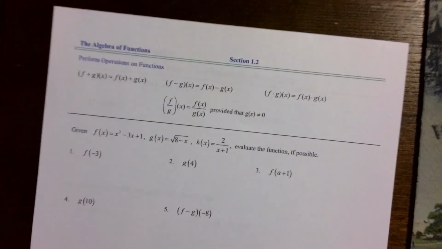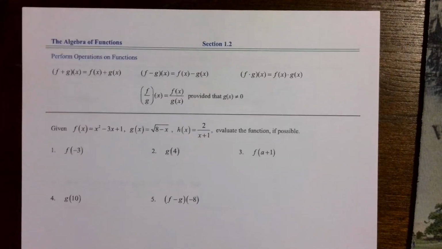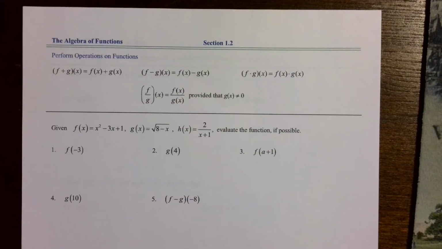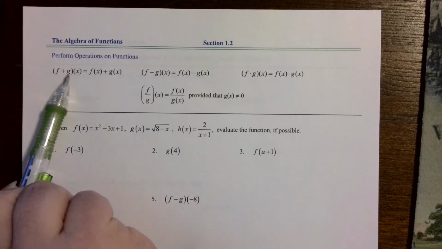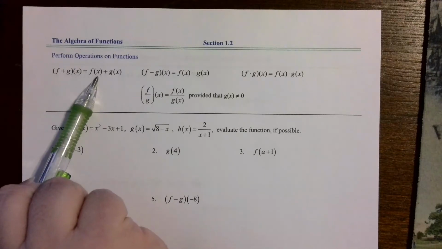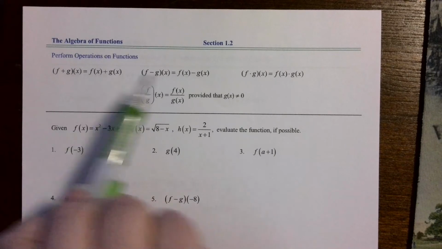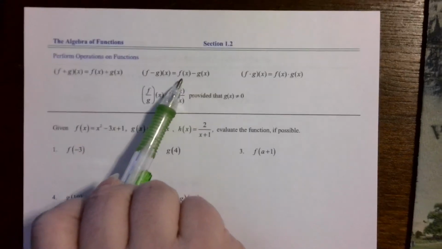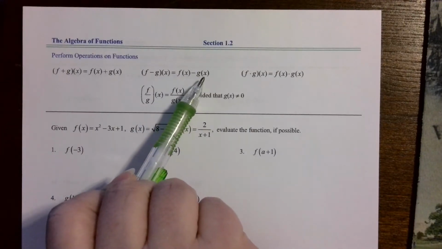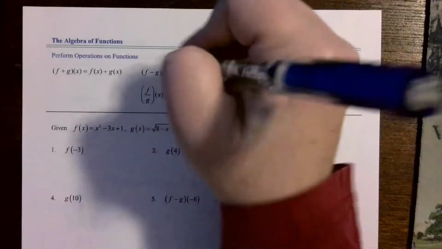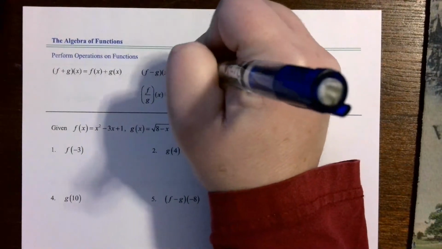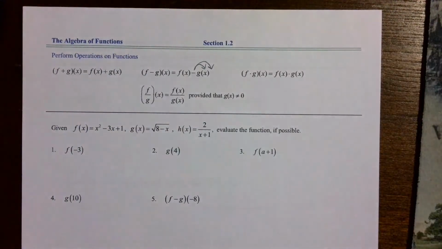This is section 1.2. And what we're going to do is perform operations on functions. Now, they can write it a couple different ways. So they can write f plus g of x, which just means you're adding f of x plus g of x. And you're going to combine your like terms. If they have f minus g of x, you're just subtracting f of x minus g of x. Now, you do have to be careful with this one, because this negative sign is going to have to distribute if there's more than one thing in g.